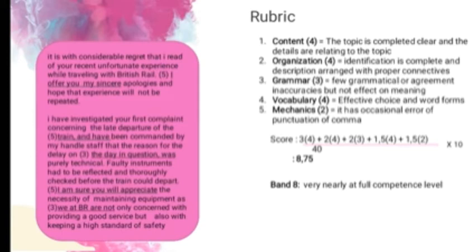So the skill or scale of writing in this student is a good writer, very nearly at full competence level. And we can conclude that the scale or band for this paragraph is 8.